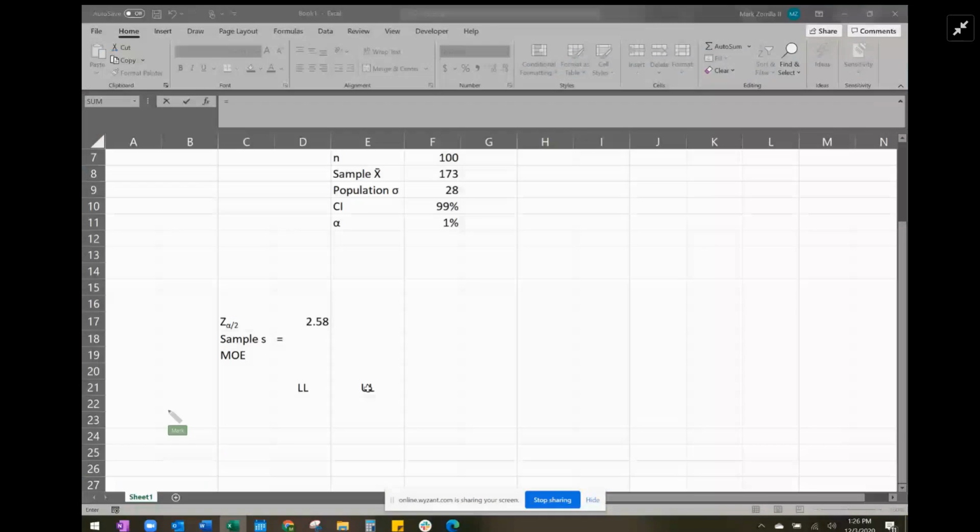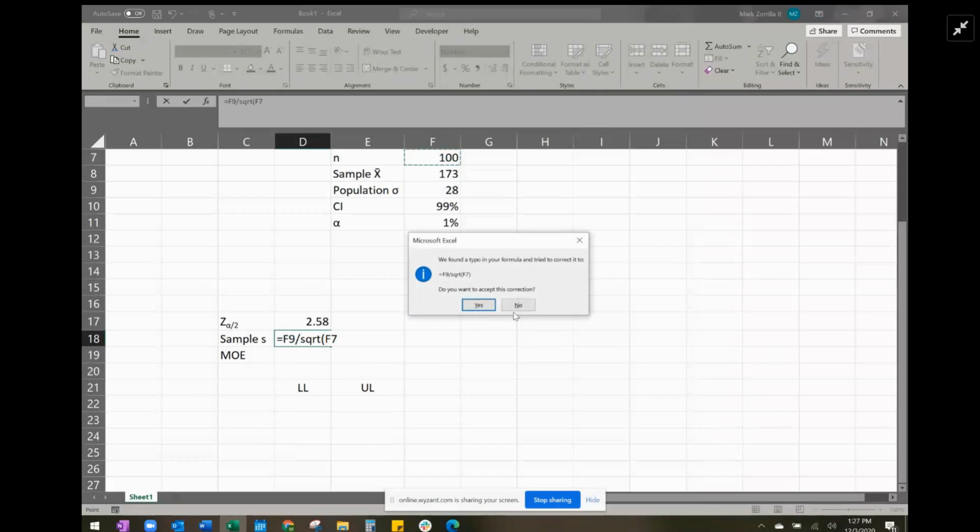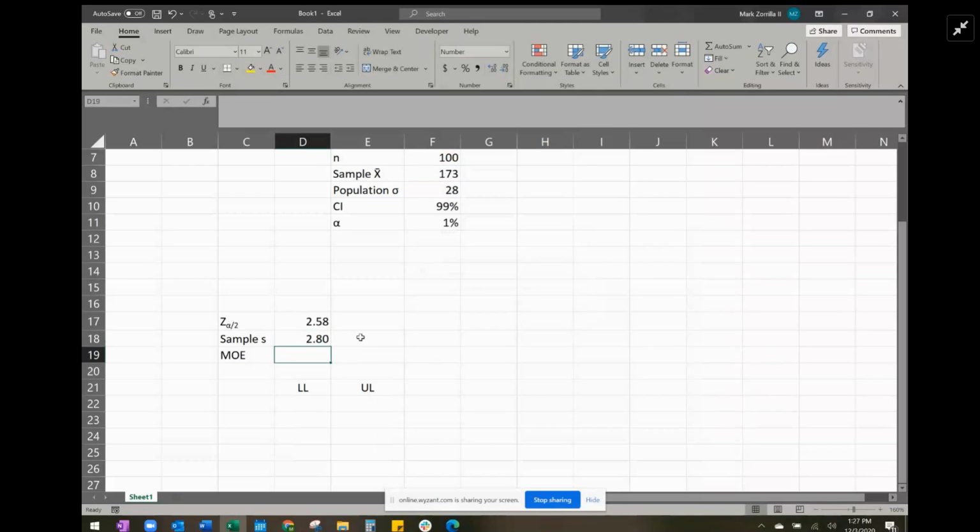So we're going to go back to Excel. Remember, that's equal to our population standard deviation divided by the square root of our sample size, which gives us 2.8. And our margin of error is just our z-score multiplied by that, 7.21. Now, in constructing our confidence interval, we want to add and subtract that value from our sample mean, which is what I'm doing now. And boom, there you have it. This tells us that our confidence interval is 166 to 180.